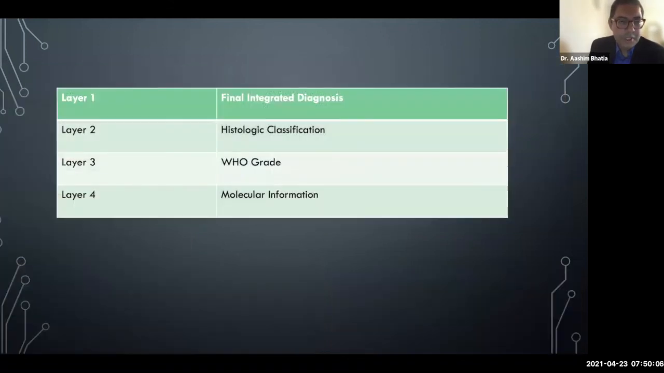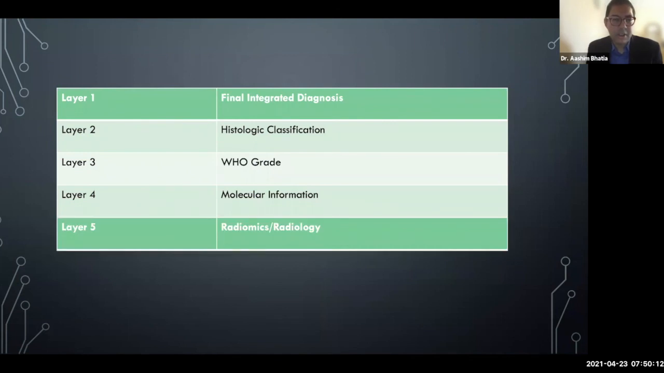And when I see the future, we talked about the layered classification for the World Health Organization, or for pathology in general. I think radiology and radiomics will play a key role in this future classification, and possibly be an additional layer in defining these tumors.